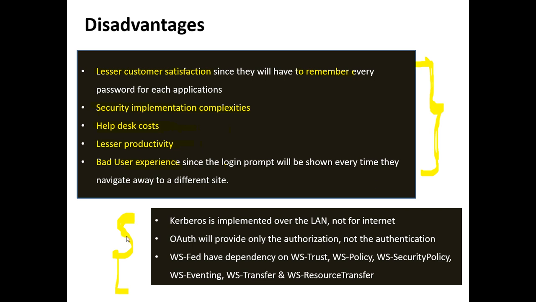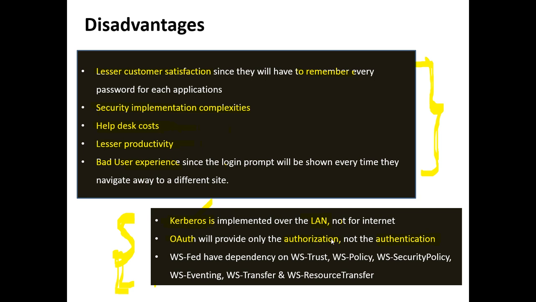Speaking with respect to the technology, Kerberos is the technology I spoke about earlier. It is implemented using the LAN, so you can provide SSO only inside a LAN, not over the internet, using Kerberos. Then there is something called OAuth. It provides only the concept of authorization, but it doesn't provide authentication. The difference is that authentication identifies whether the user is allowed inside the application or not. Authorization identifies what role a user has within the application.